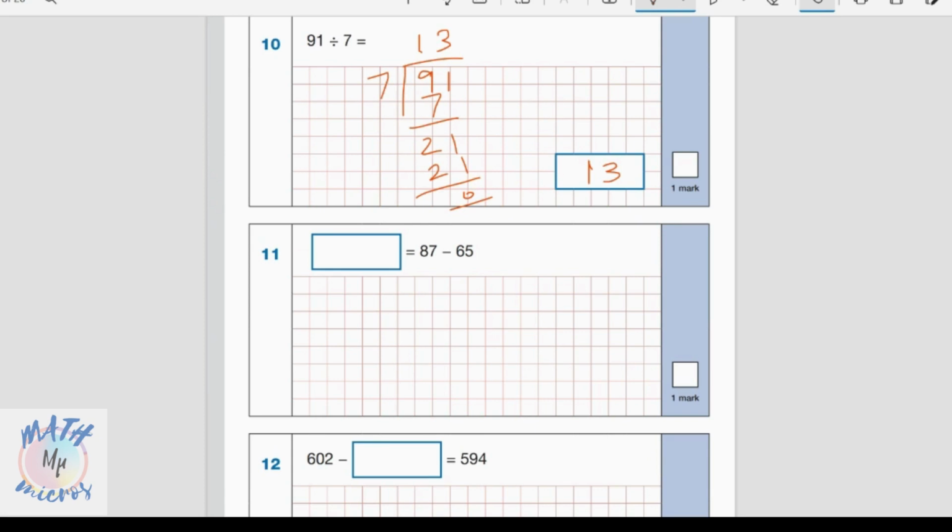11th question. What is equal to 87 minus 65? So basically this is a subtraction. So when you subtract 87, 7 minus 5, 2. Again 8 minus 6, 2. So the answer is 22.